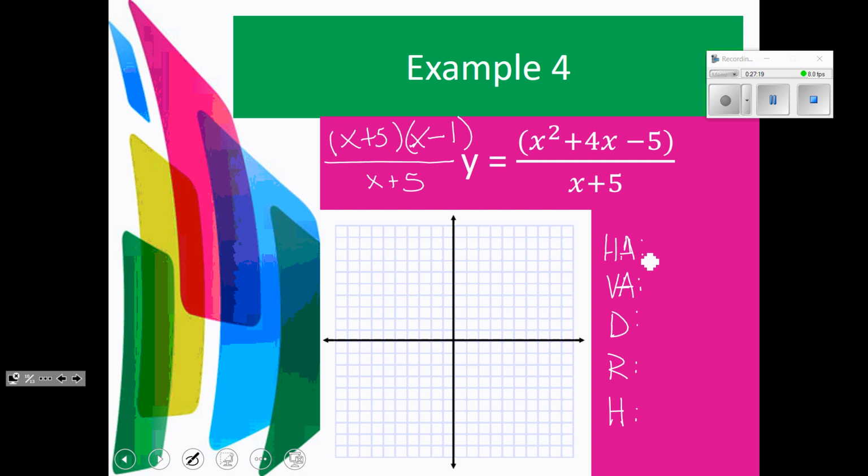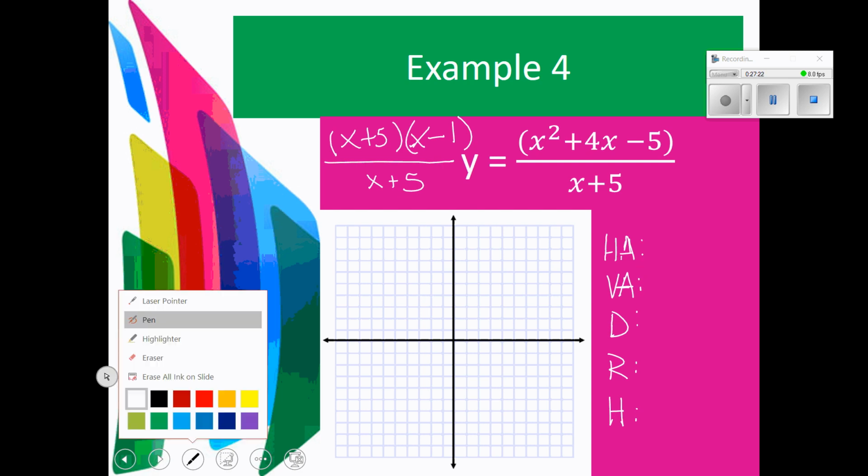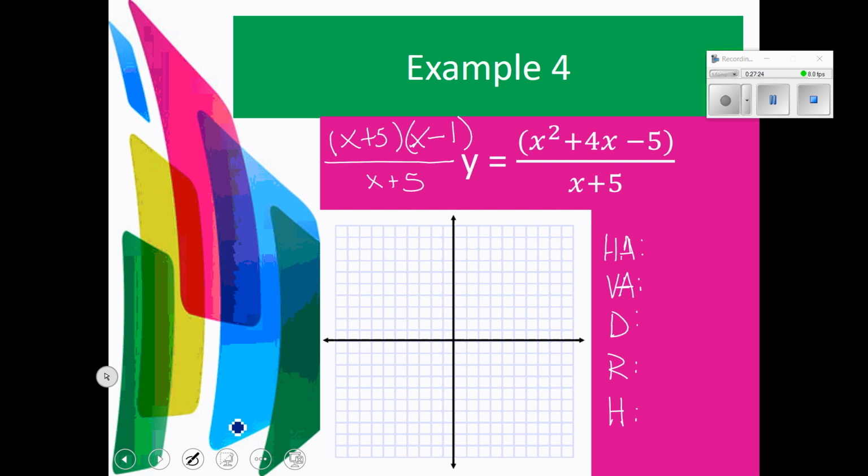Okay, let's look at our rules for our horizontal. Okay, what's the highest degree? I see a 2. What's the degree in the bottom? I see a 1. So when it's bigger in top than bottom, the rules say none.